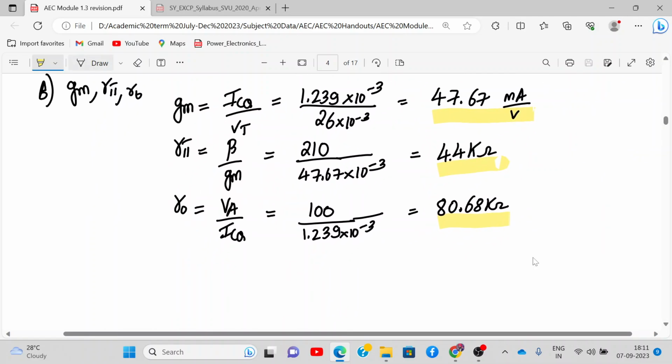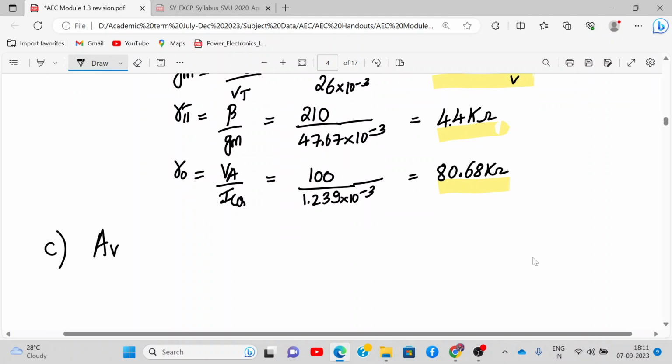Now, let's move on to the third part. This will fetch you 5 marks out of 10 up till here if you complete, but you need to complete the entire numerical. So now we know the formula for AV, right? It's simple. RSig is not given. So it is Gm times RO parallel to RC parallel to RL, correct? All three are given, right?